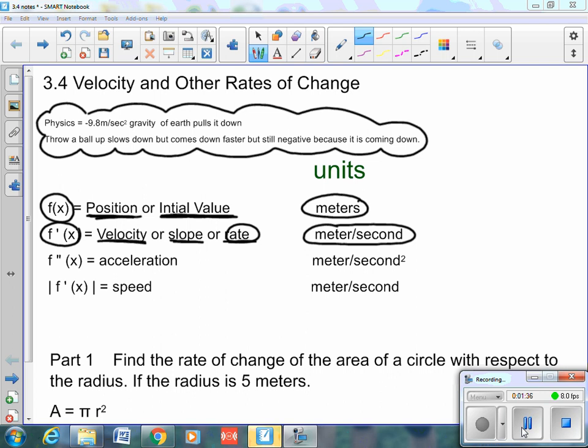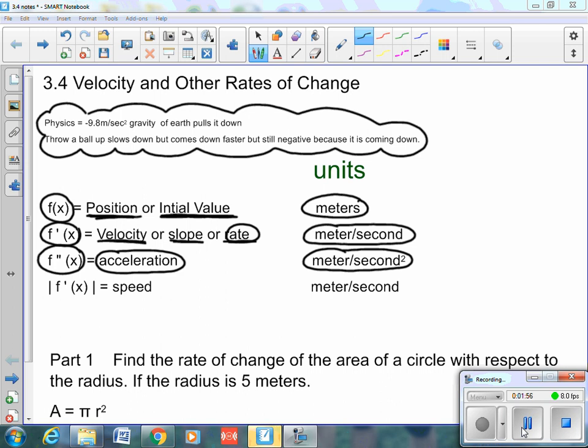The next one, they usually say acceleration. They don't usually say anything else. When they talk about acceleration, you have to find the double derivative. And how do you label it? Meters per second squared. And a lot of you that had physics before kind of know how to label these.